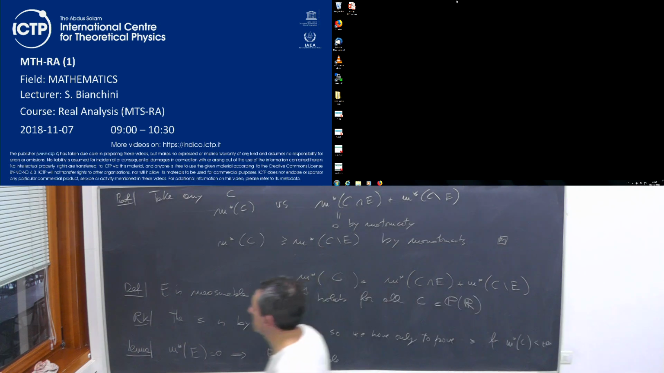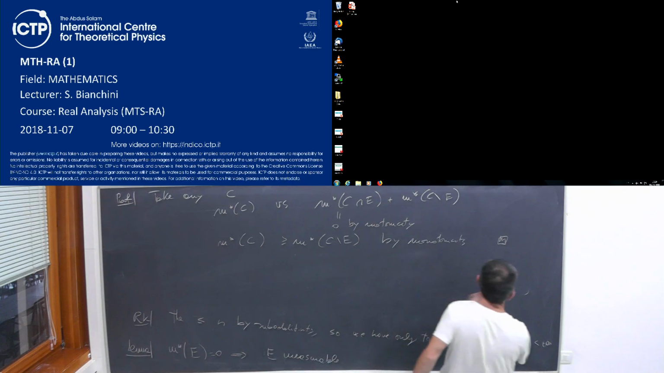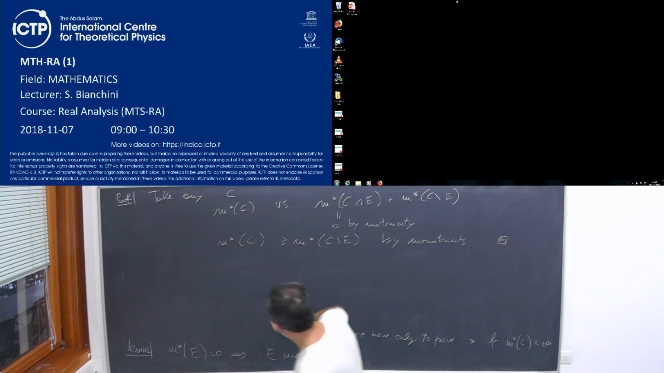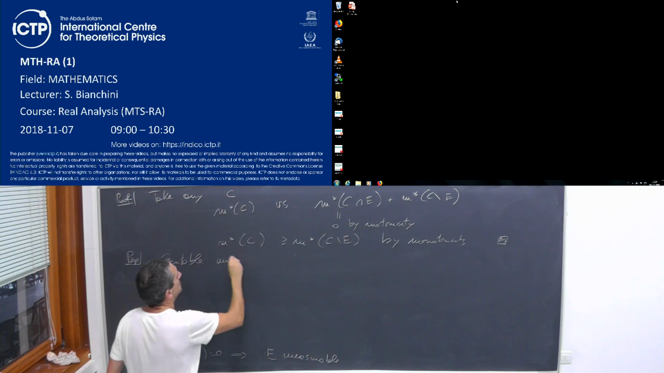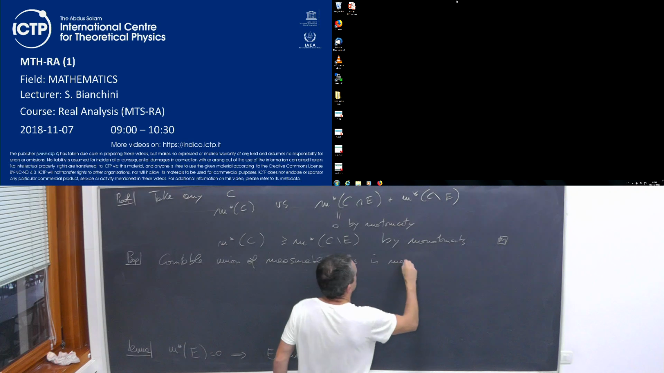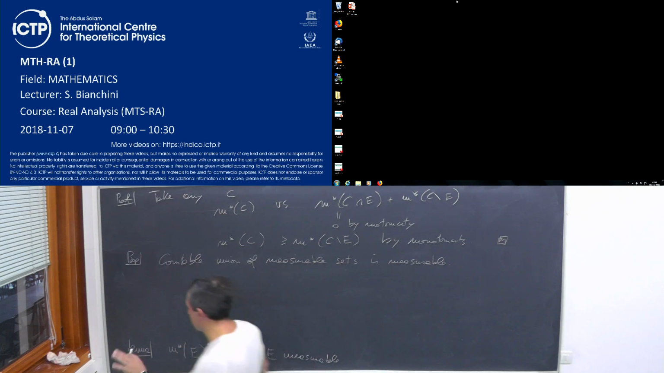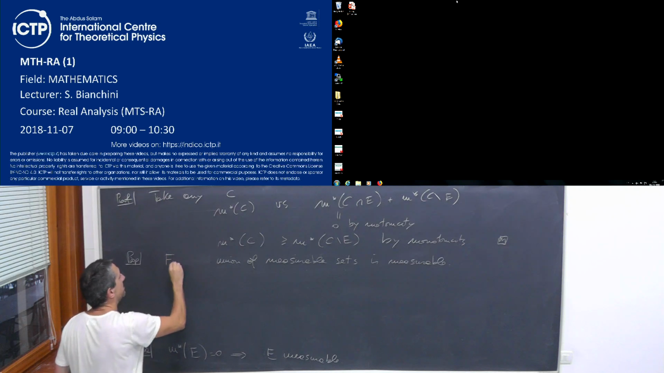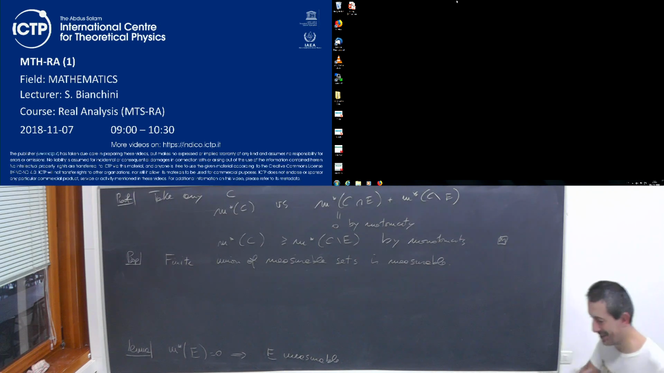Okay, so let's go on. So the aim is to prove that the measurable sets are a sigma algebra. So the second thing is that the countable union of measurable sets is measurable. Oh, sorry, let's start with finite, it's better. We divide it in finite, because the text goes like this.